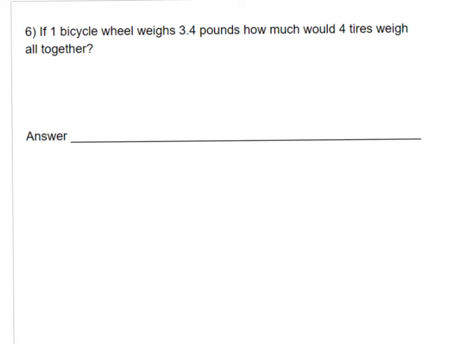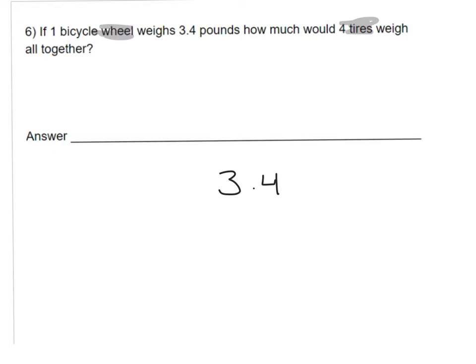First problem, number 6. If one bicycle wheel weighs 3 4/10 pounds, how much would 4 tires weigh all together? And I see that I made a little typo error, huh? So for my cyclists out there, a wheel and a tire are actually 2 different things. There's a wheel well, and then there's a tire that goes on top of it. But we're gonna say that they are the same thing just for this problem. So we know the tire itself, the entire circular motion that pushes the bicycle forward, weighs 3 4/10 pounds. And they wanna know how much 4 would weigh all together.